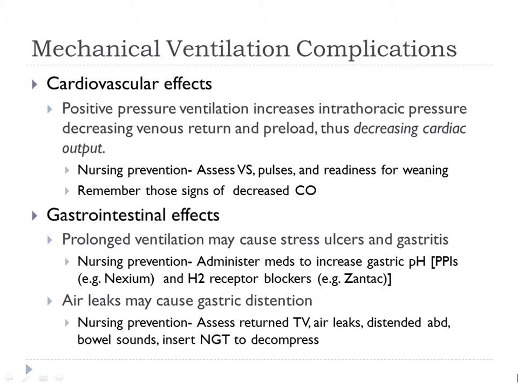Gastrointestinal effects. Ventilation increases our patient's risk for stress ulcers, so increased gastric acid secretion and things like that. The main thing that we do to prevent this gastritis in our patient is to give them either a PPI or an H2 antagonist, right? You guys know these medications. We talked about GERD in previous classes, so you should know how they work and what their side effects are.